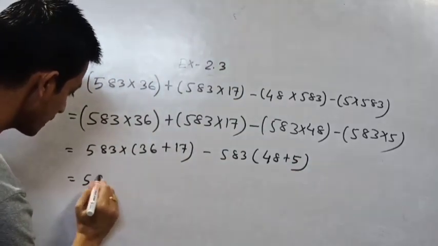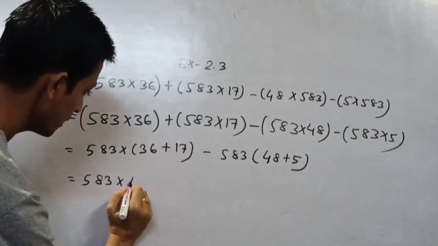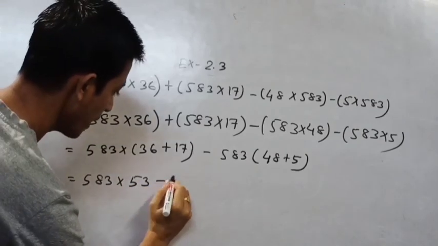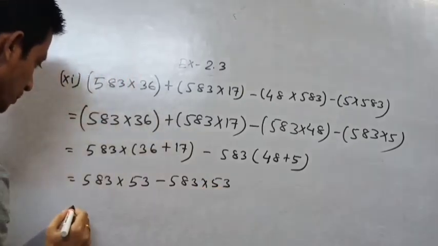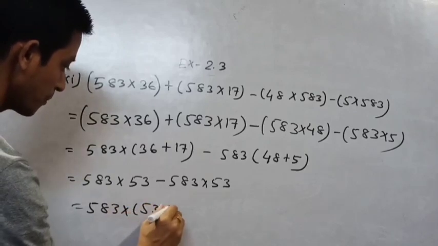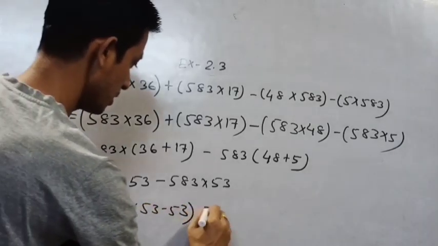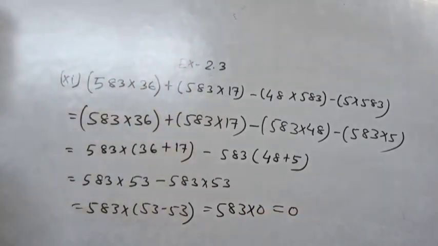So here 583 into 53 - 583 into 53. So 583 into 53 - 53. That is 583 into 0. Answer is 0.